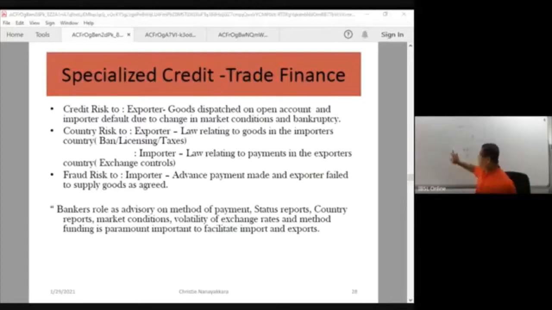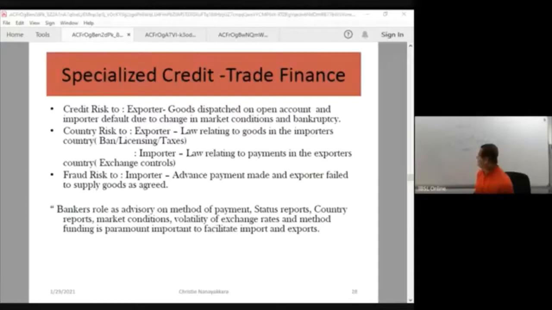Now goods will arrive here. Goods will come to the port. Documents will come to the bank. B2 bank will send the documents to the B1 bank, which is the importer's bank. And if A1 has money, he can pay the value of the documents and collect the documents from B1 in order to clear the goods from the port.